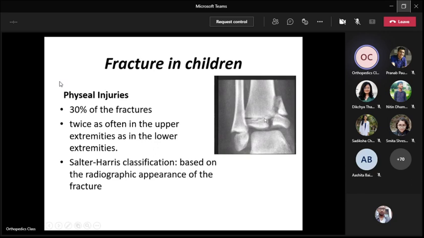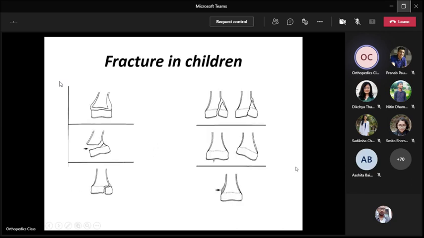So the problem will happen after this. This is the classification of Salter Harris fractures. There are 6 types. This is type 1, only metaphyseal. Hardly do you see any fracture over there. Here, this is type 2. What happens? There is a separation from the growth plate with a metaphyseal flake. This is the metaphyseal flake.